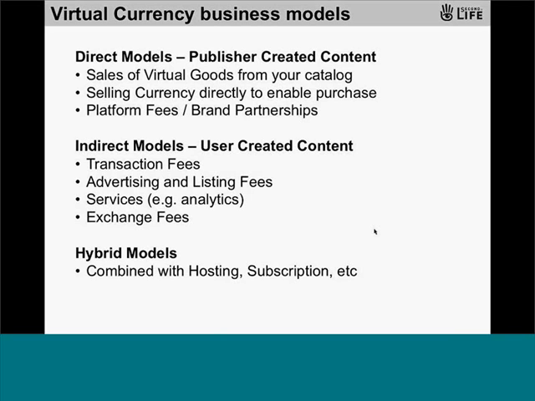In the indirect model, what's interesting about this is that because you're not directly selling the goods to the consumer, it's a user-generated content model where the users, or in our case we call them the residents, are exchanging goods back and forth. The kinds of businesses that fall out of this can be the transaction fees that enable the exchange of the goods and services, advertising and listing fees, the exchange fees around extracting from the virtual currency US dollars, or going and purchasing US dollars or any other real-world currency for virtual currency. And these models are a little different.